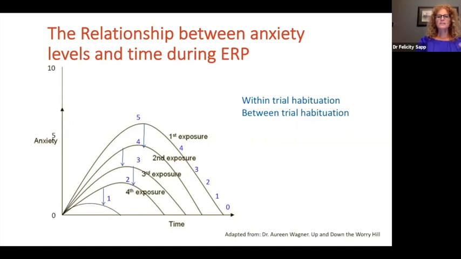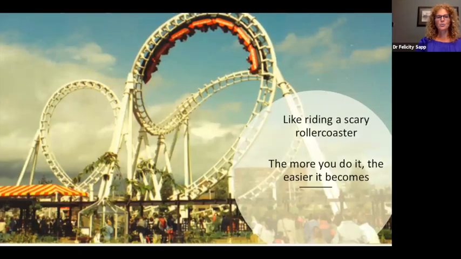So this idea of habituation is getting used to. I will often use this analogy with younger ones. I talk about how it's like riding a scary roller coaster. And I will often tell a story about my daughter when she was young and how she was scared of this roller coaster, but we did it many times over and over. And eventually what happened is by the end of the trip, it was her favorite ride. So the more we do it, the easier it becomes.